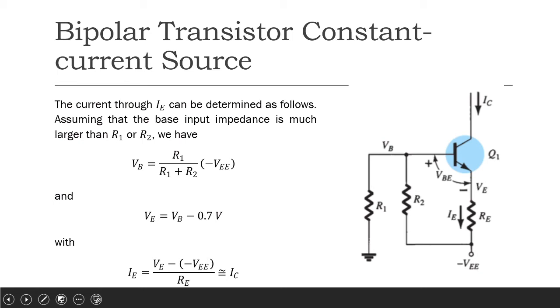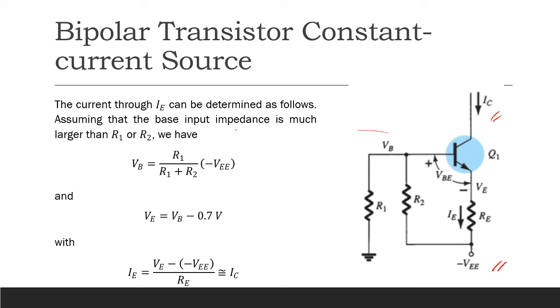So, BJT muna tayo, bipolar junction transistor constant current source. Ito yung itsura nung circuit natin. This kind of circuit, ang output current natin dito is this IC. So nakapag-provide tayo ng current na constant na ang value is IC. Dito natin connect yung load natin. So analyze muna natin papaano ang gagawin natin na computation.